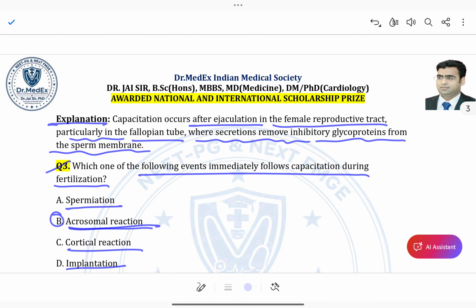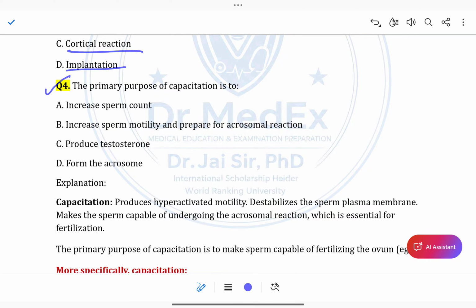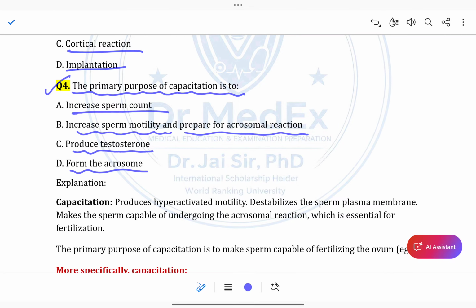My dear friends, come to question number 4, and this is a very easy question. What is the primary purpose of capacitation? Option A, increase sperm count. Option B, increase sperm motility and prepare for the acrosomal reaction. Option C, produce testosterone. Or D, form the acrosome? Please tell me.